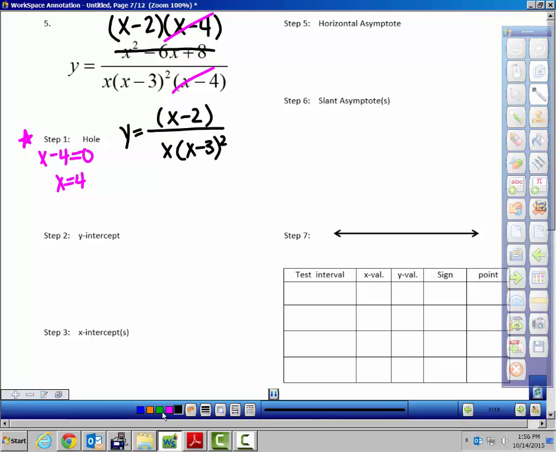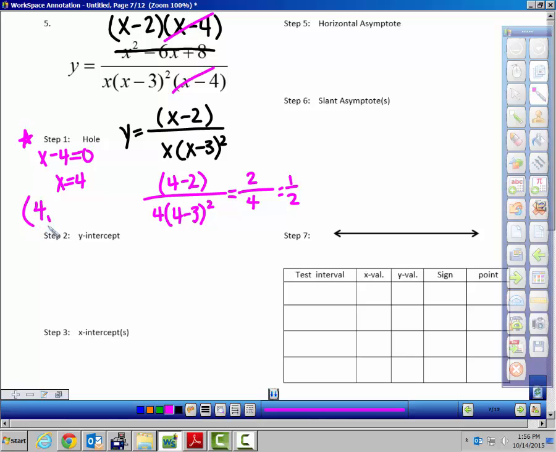So we plug that 4 in to solve. So 4 minus 2, and then 4 minus 3 squared. So 4 minus 2 is just 2. 4 minus 3 is 1. 1 squared is 1 times 4 is still 4. So that is 1/2. So the y value of the hole is 1/2. So you have a hole. You need to give it as an ordered pair. So it is at 4, 1/2.